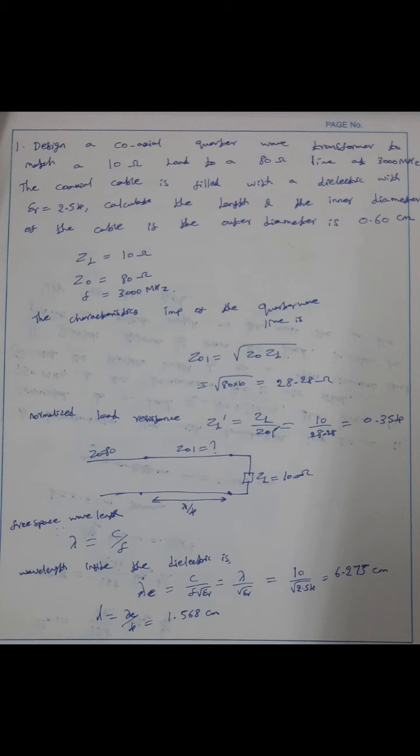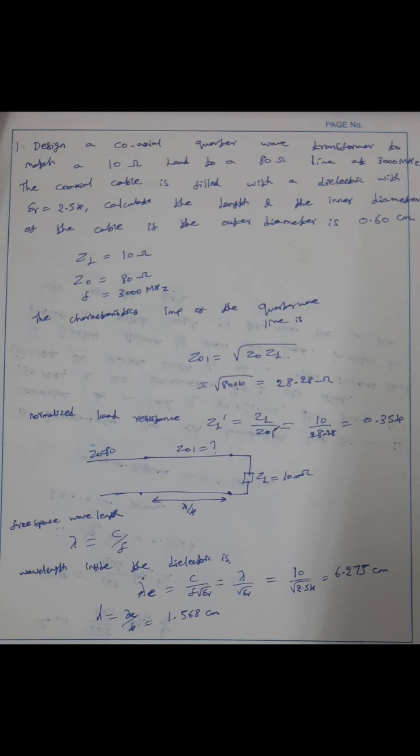Okay, in this case, first the load impedance is given, 10 ohm, and the characteristic impedance of the line is 80 ohm. Frequency 3000 megahertz is given. The characteristic impedance of the quarter wave line, now its value Z01 equal to square root of Z0 into ZL. Apply this formula and find out Z01. Its value is 28.28 ohm.